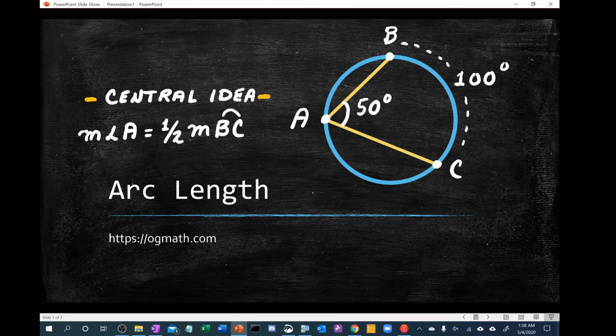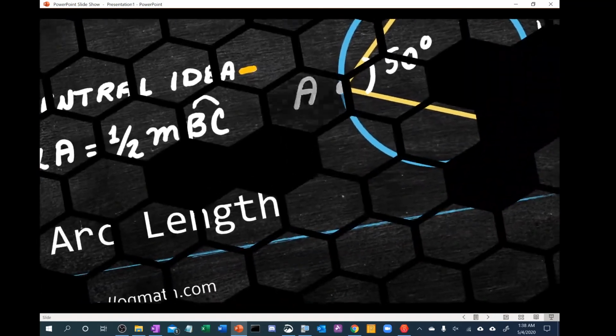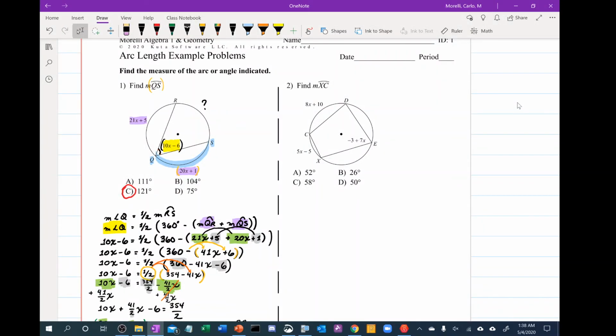The central idea with all of these problems is that the measure of an angle inside of a circle is equal to half the measure of its arc. So whatever the inscribed angle inside the circle is, the measure of its arc will be twice the measure of the angle, or you could say the measure of the angle is half the measure of the arc. So there's that relationship there. So let's dive into these additional example problems and see if we can make heads or tails of that.